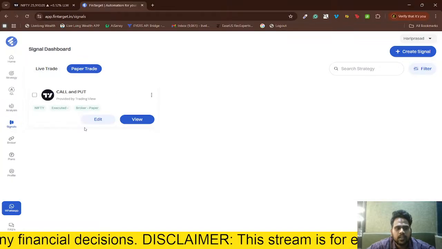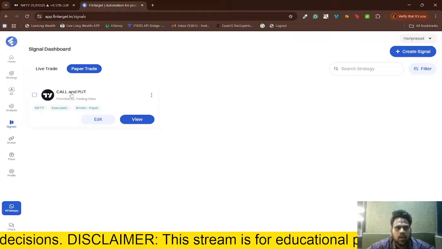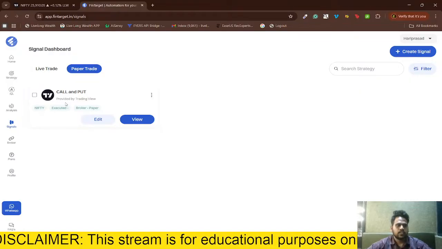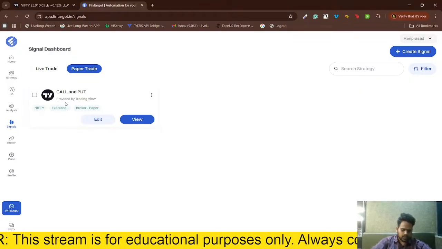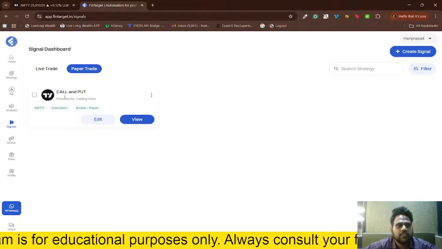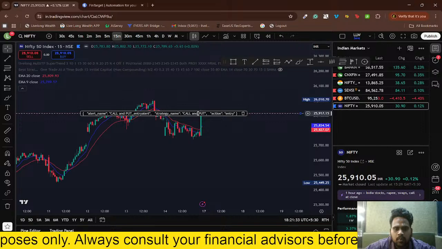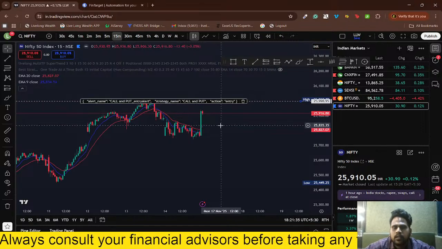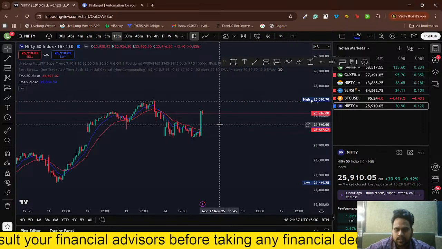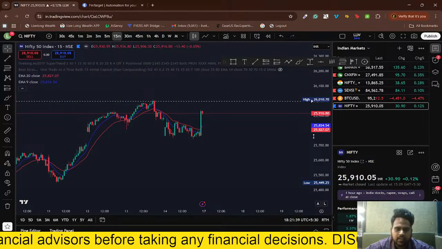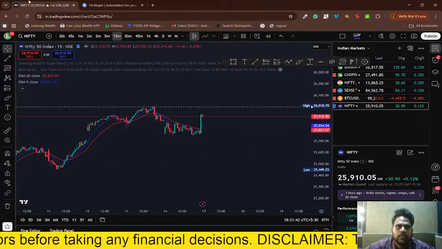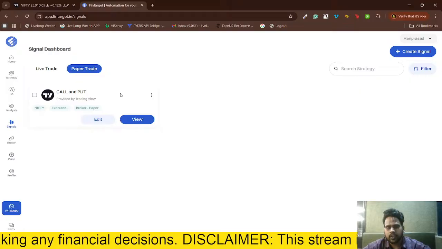Here you can see it is there. So the call and put order is executed now. As of now the market is closed. If tomorrow the market opens at 9:15 and I'm getting any entry over here, it will automatically punch this order.